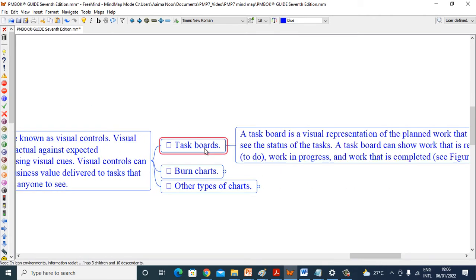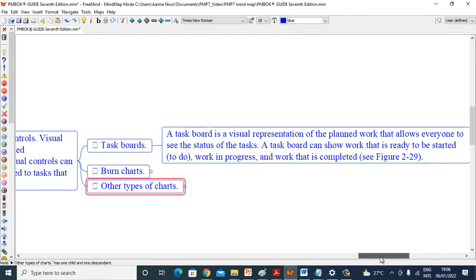Task boards, burn charts, other types of charts. So let's see task boards.